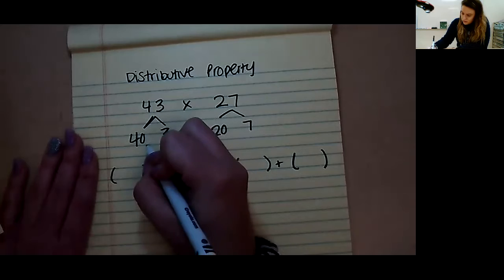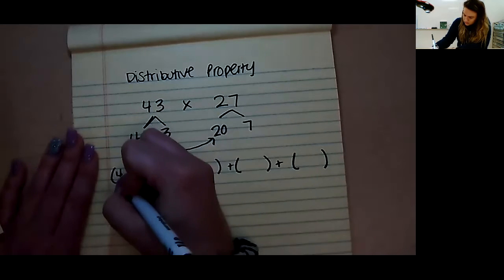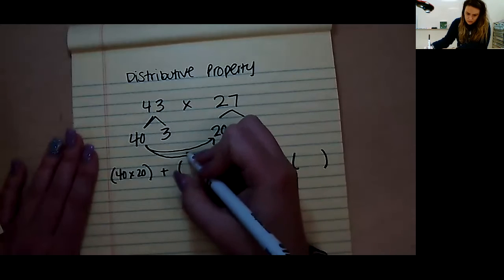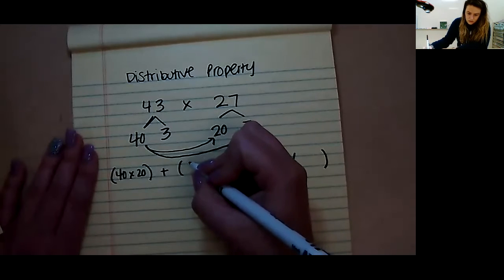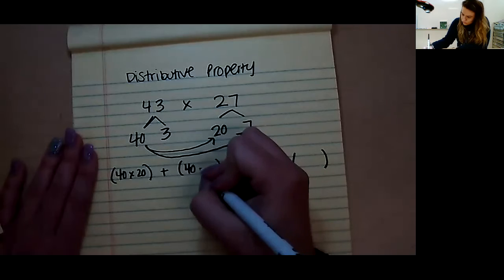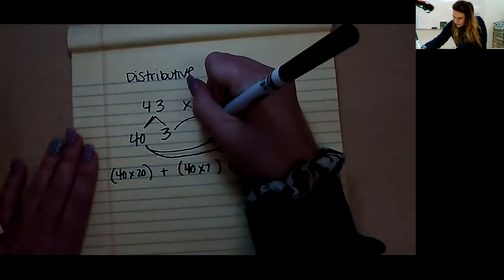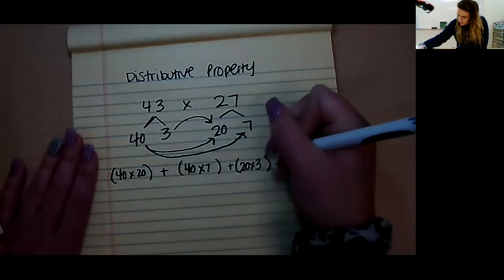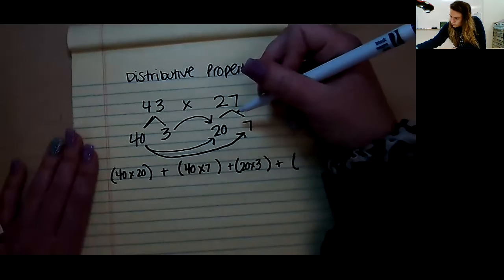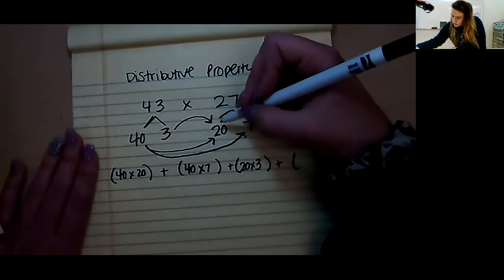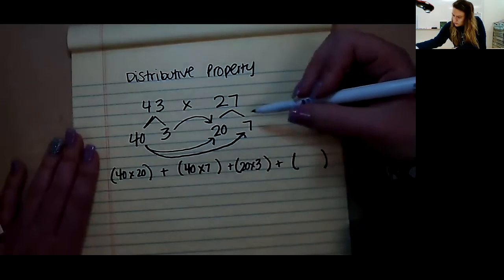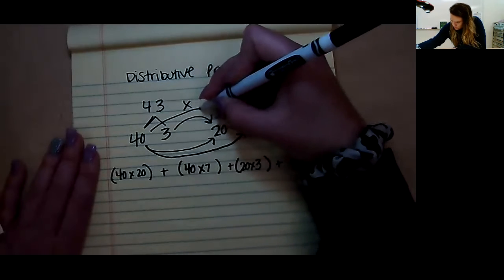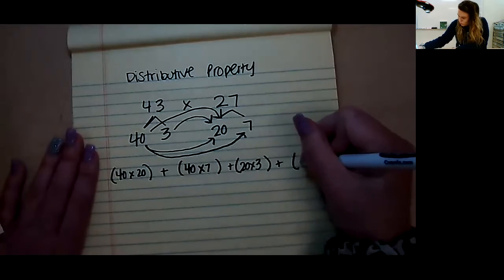So I'm going to do 40 times 20. Then I'm going to do 40 times 7. Then I'm going to do 20 times 3. And then I'm going to do 20 times 40.